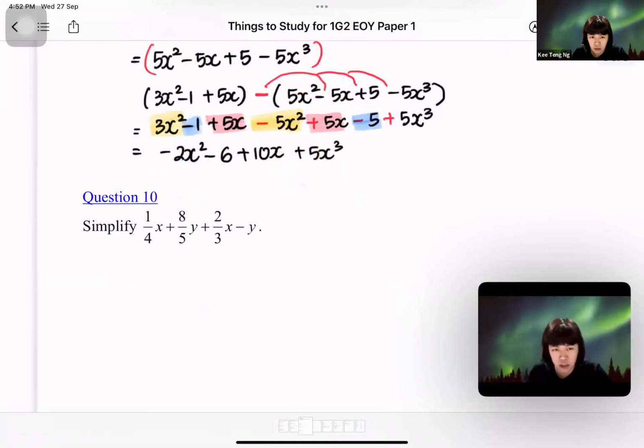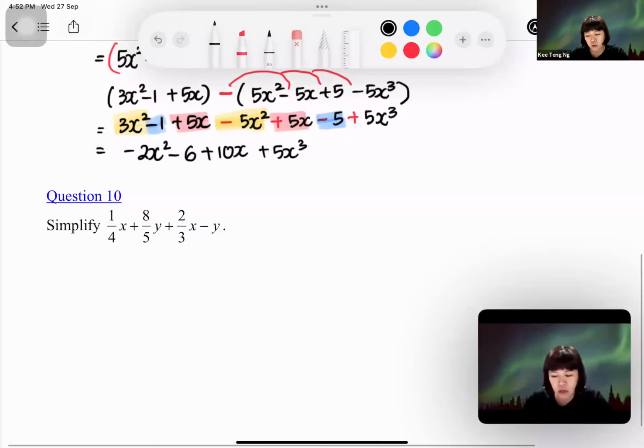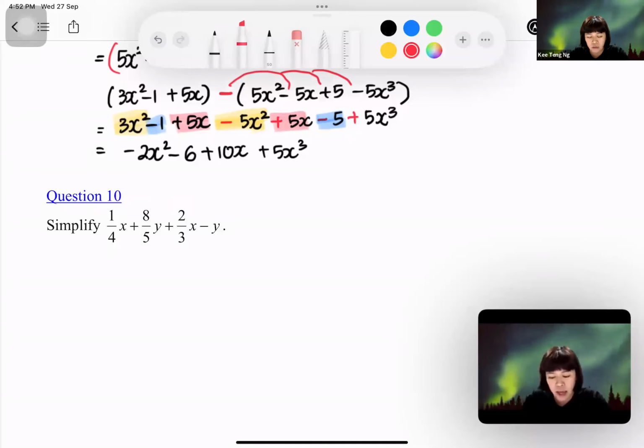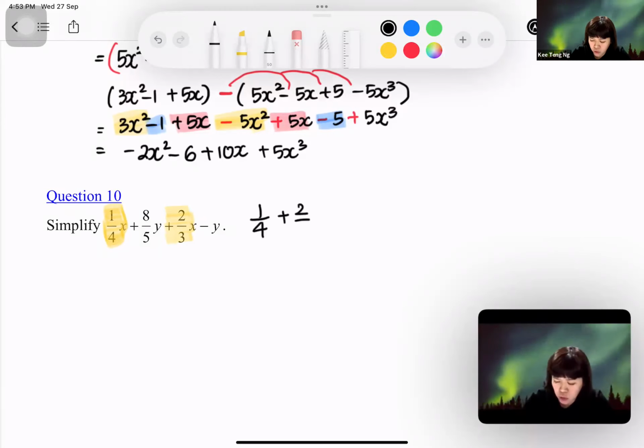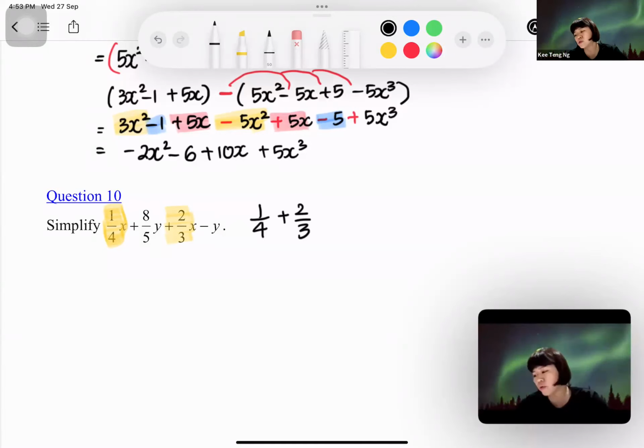Now this one, I need to simplify this. Oh dear, got fractions. Okay, when there is a fraction over here, don't think too much about it. Just identify them as numbers. Then use your calculator wisely. First one, I should put 1/4 x together with the positive 2/3x. These two should come together. So use your calculator: 1/4 plus 2/3 units of x. What is 1/4 plus 2/3?